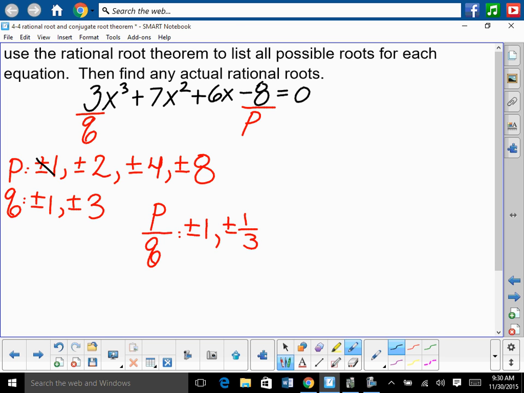So I just took care of 1. Now 2 divided by 1 is just 2, so we can also have plus or minus 2. This one's a lot bigger. Plus or minus, and then 2 divided by 3, P divided by Q, so 2/3. So plus or minus 2/3.